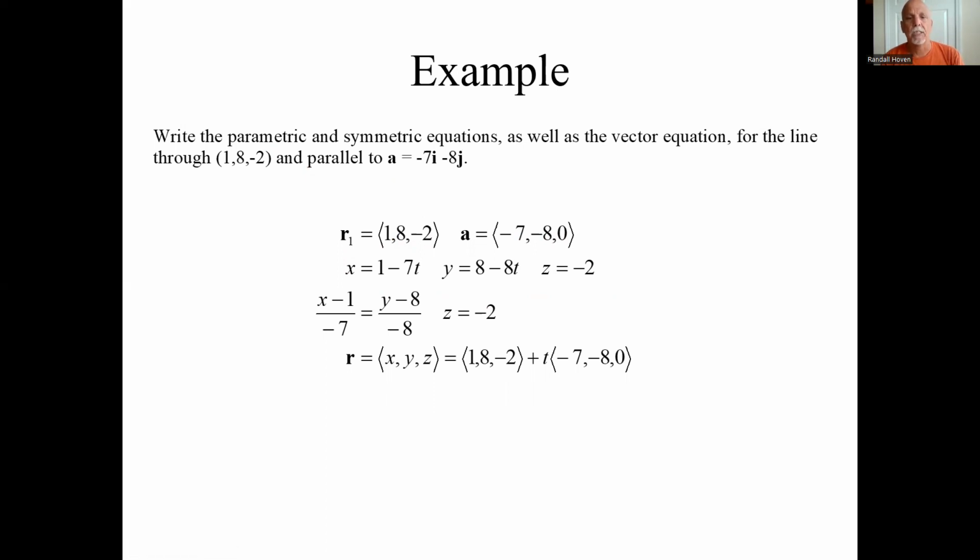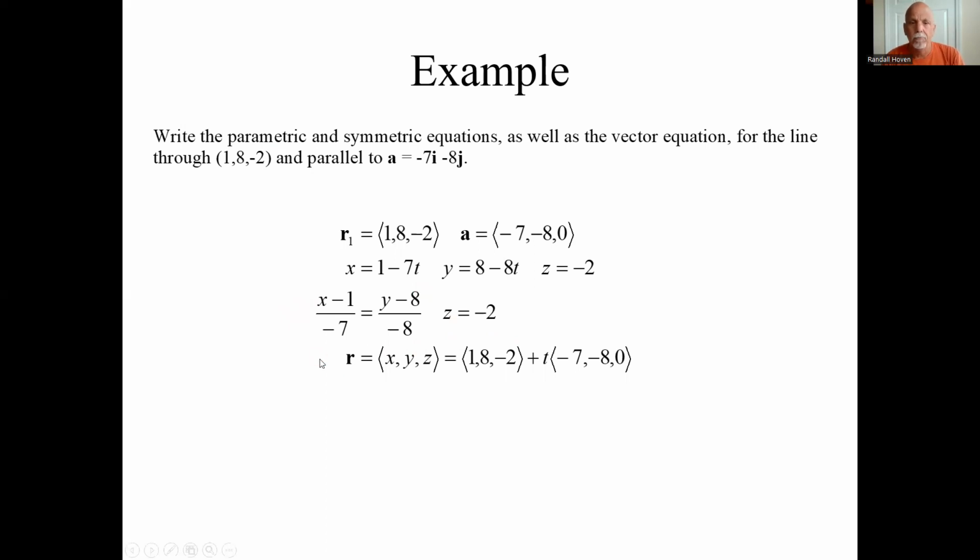So this right here is the parametric form of the equation of this line. Let's see the symmetric form. Well, I've got a 0 for Z, so it's just going to be Z equals minus 2. And then the others are going to be X minus 1 divided by minus 7 equals Y minus 8 divided by minus 8. I could have multiplied both of these by minus 1 and got plus 7 down here and plus 8. These 2 are equal, and Z must equal minus 2. This right here is the symmetric form.